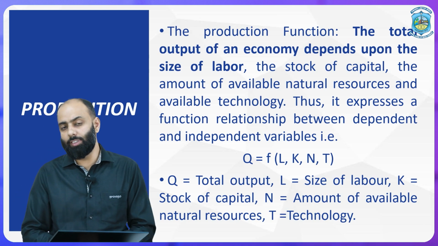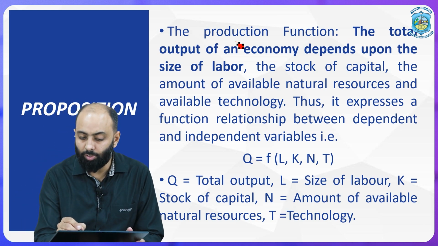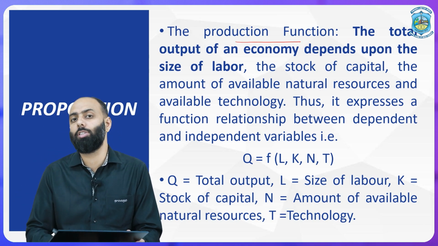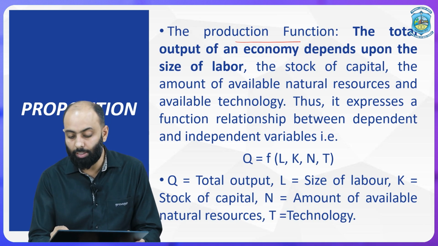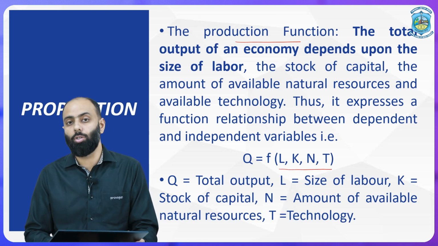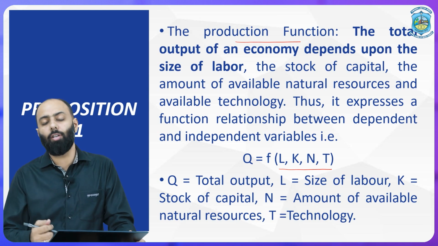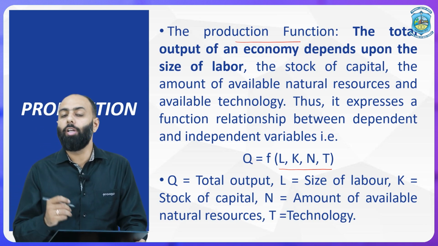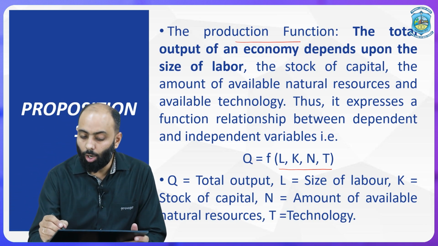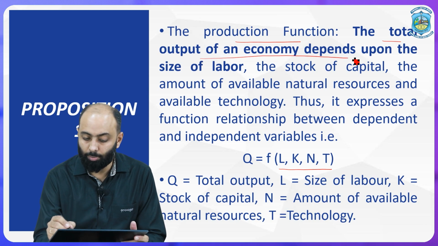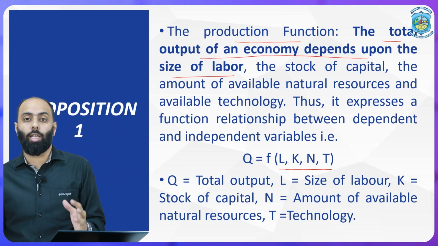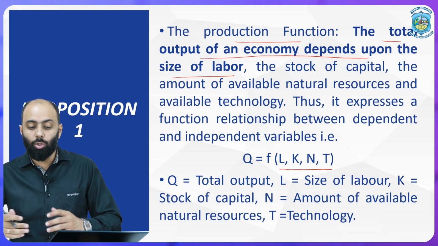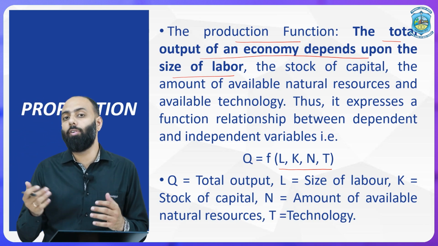The first proposition says that the production function will prevail, and the production function simply means a technological relation between the factors of production, let's say land, labor, capital, entrepreneur, technology, and various other factors that you are going to use. So we can conclude and say that the output of an economy depends upon the size of labor. That simply means if you are having more and more human capital, more and more human resource, you can increase the level of output.